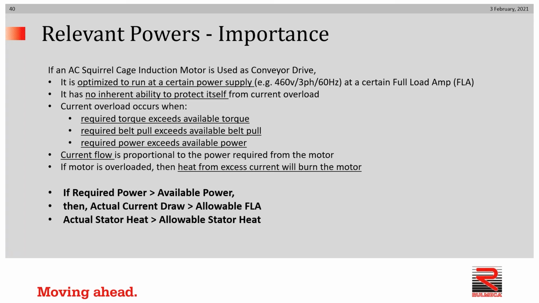Current overload occurs when required torque exceeds available torque. Saying the same thing in a different manner, we can think that when required belt pull exceeds available belt pull, failure will occur. And finally, when required power exceeds available power. We'll define all of these terms in the coming minutes.